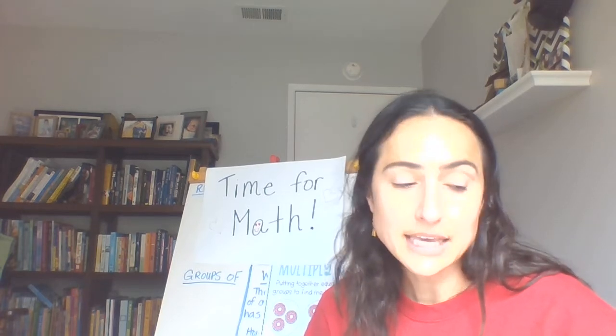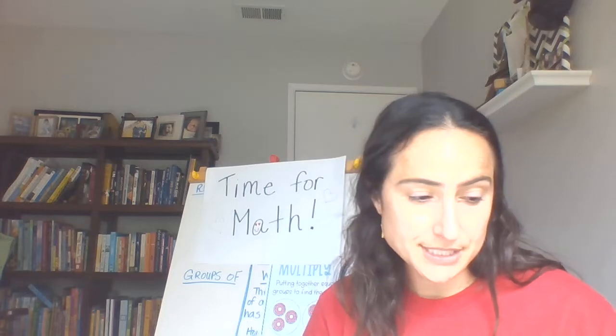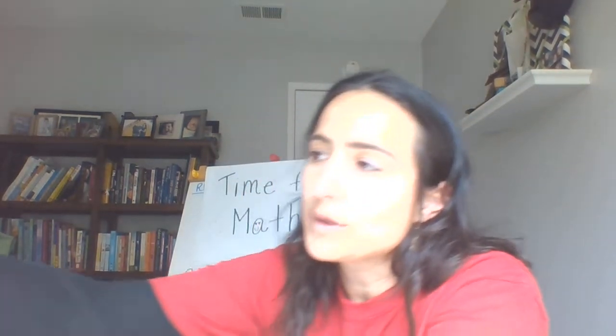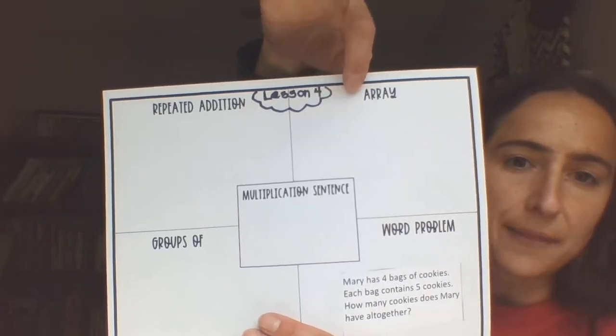So let's get ready and make sure we have all the materials that we need for this lesson. In your packet, you will need the lesson 4 pages. Lesson 4 pages will look like this. You have about 3 or 4 of these problems here. They say lesson 4 at the very top. Okay?